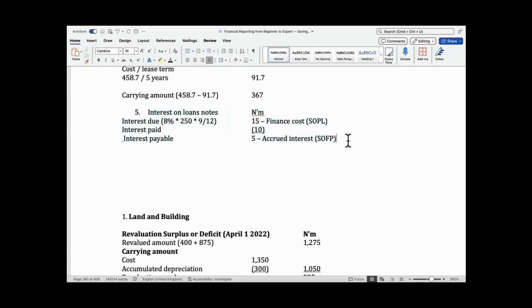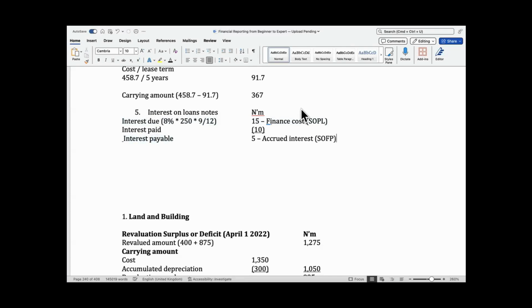This one is always there, stable. You need to be able to combine the figure in the trial balance, which is always the interest paid, with the interest due, which you always have to compute yourself. In most cases, it will be different from what you have in the trial balance. The interest in the trial balance is the interest paid. Then you get interest payable that you put as the liability. And that's all for this particular item. So I'm done with this.